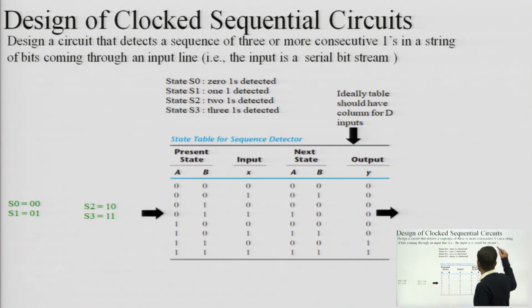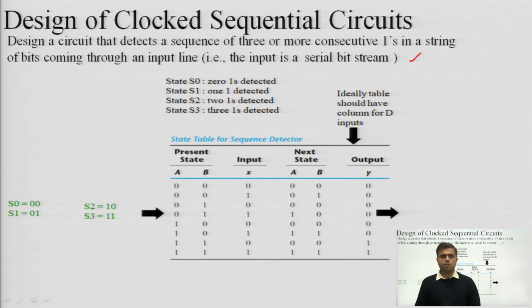So now this is the description given to me. Design a circuit that detects a sequence of 3 or more consecutive ones in a string of bits coming through an input line. Okay. So if 3 or more than 3 ones are detected, then my circuit should intimate me. That means output will be high if 3 or more ones are detected.